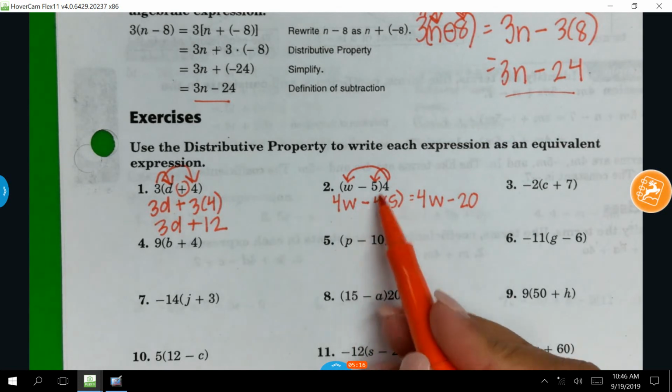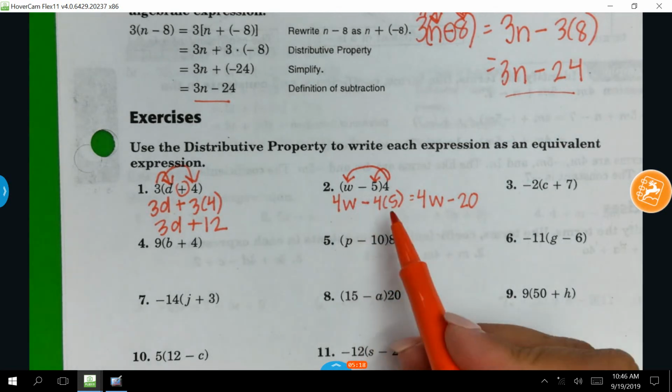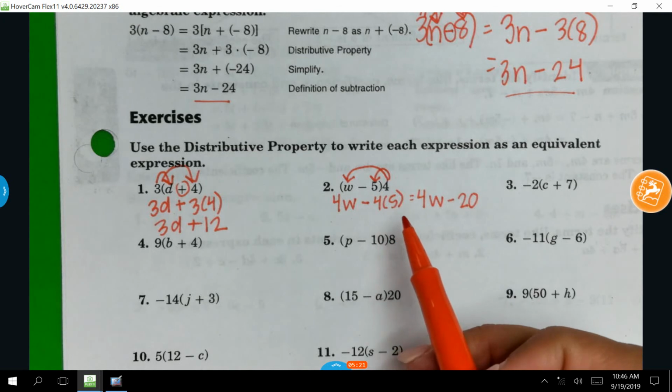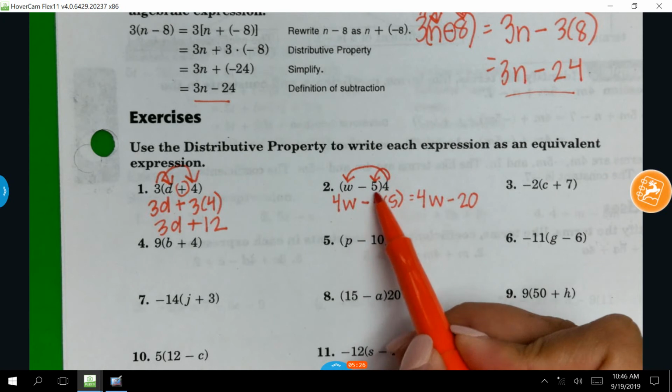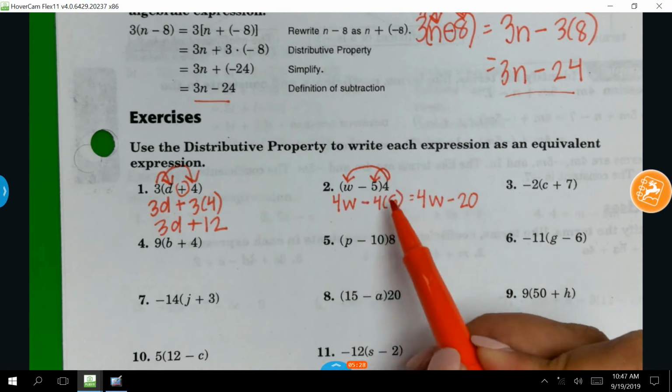Because it says minus 5, that's actually a plus negative 5. Remember that? Because subtraction is the same as adding a negative. So if you're multiplying the 4 times the 5 first, you have to remember that that's actually a negative 5, not a positive 5. Okay.